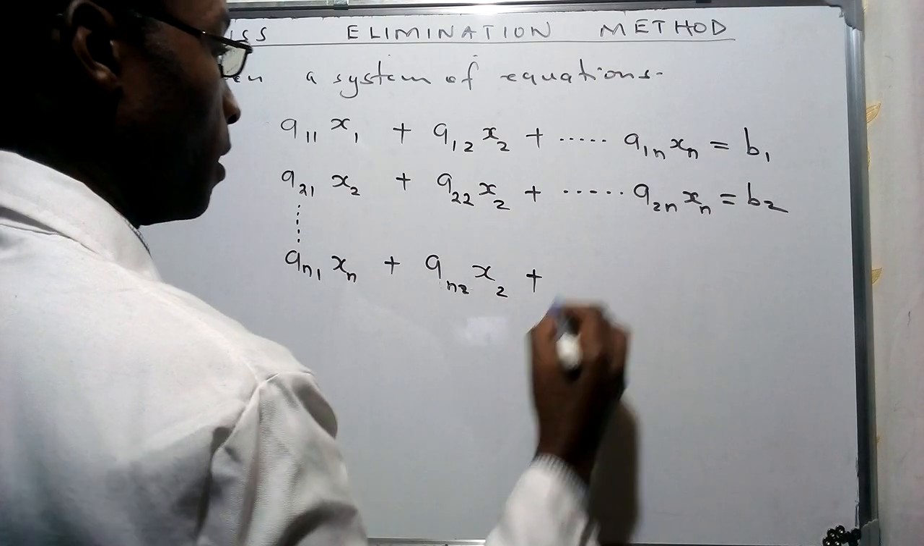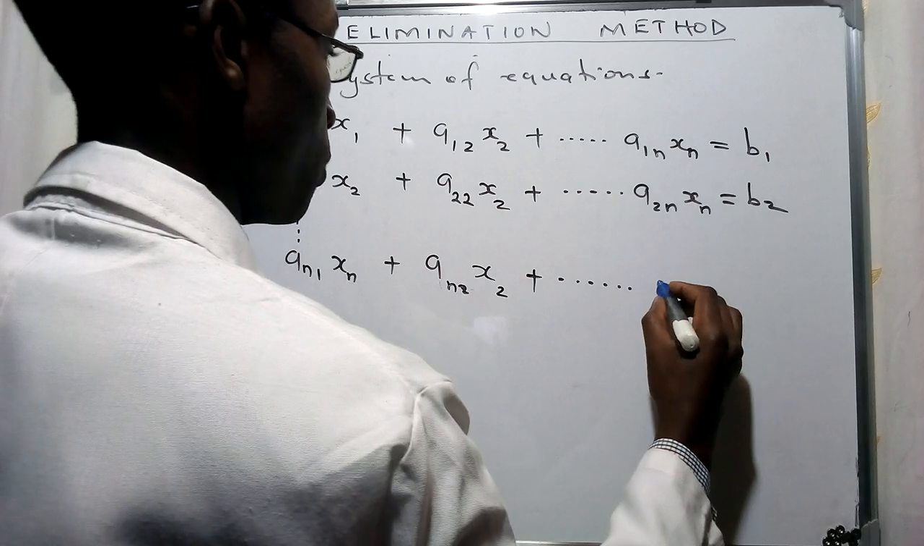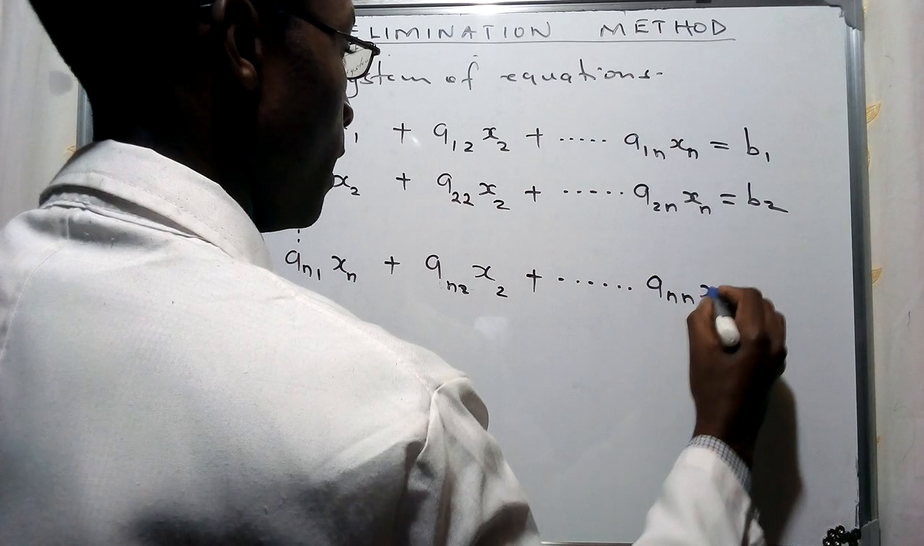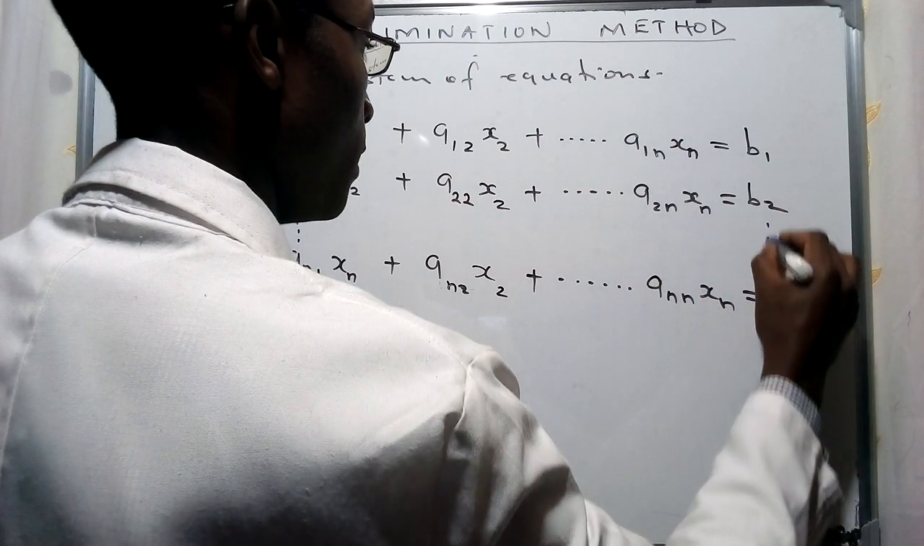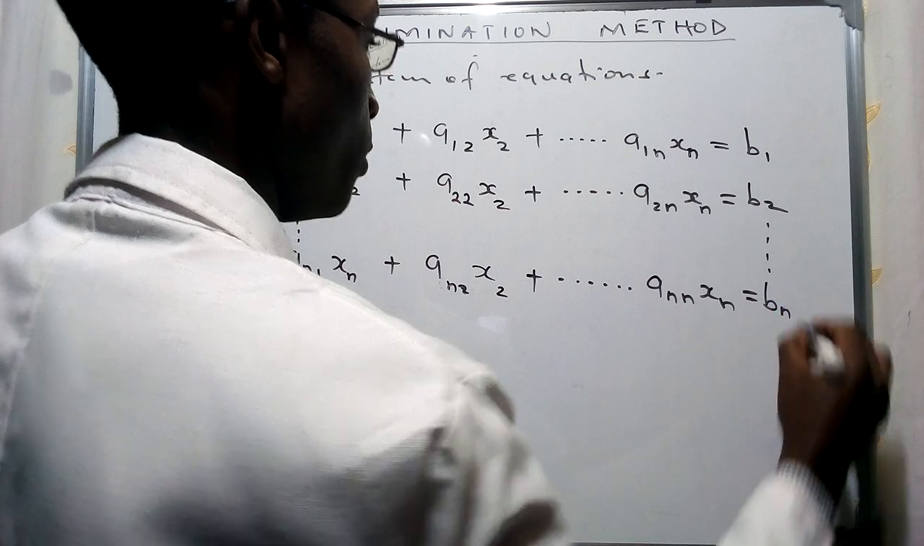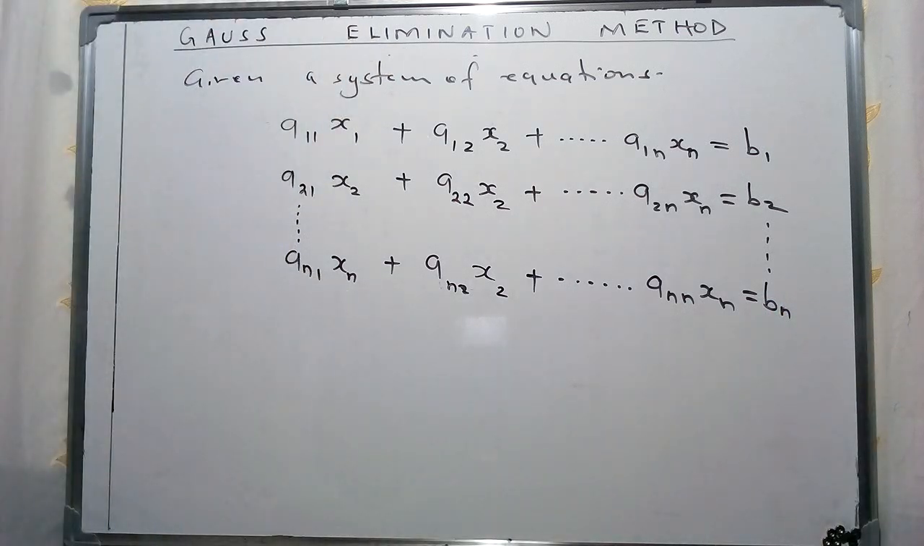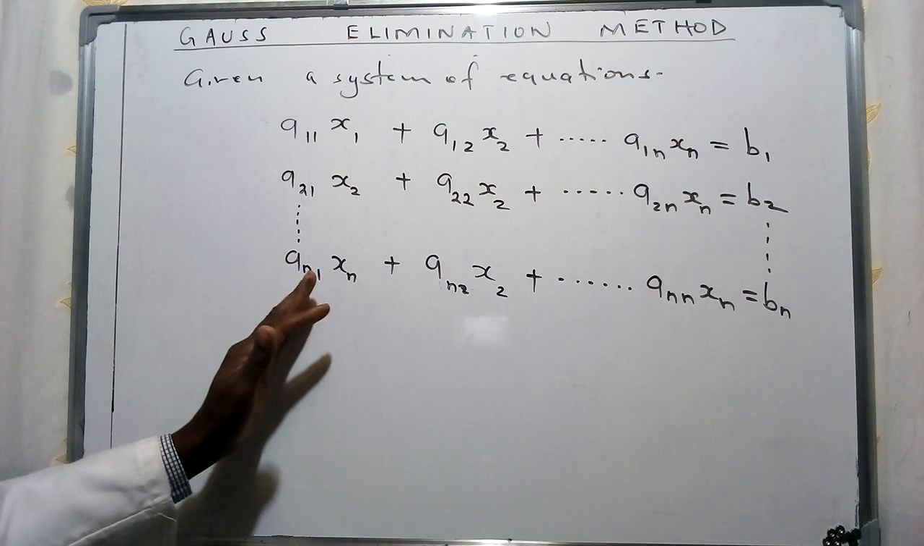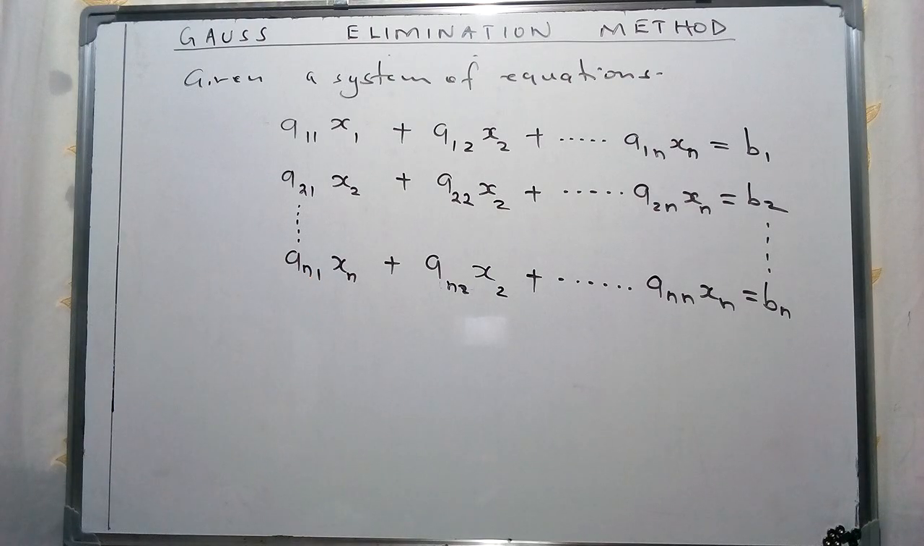So we shall have this for a range of values up to a_nn x_n, going on to a value of b_n. So this constitutes the system of equations under consideration.